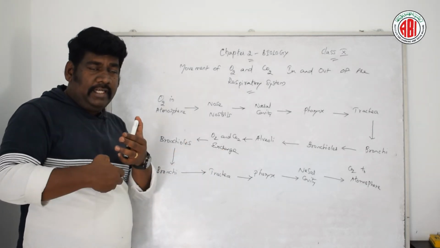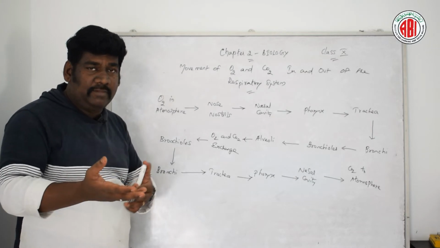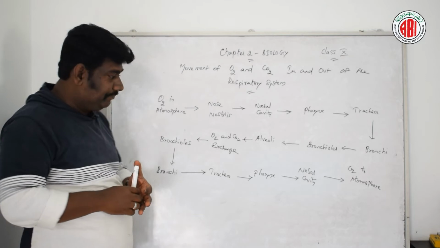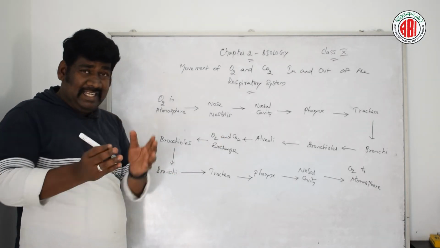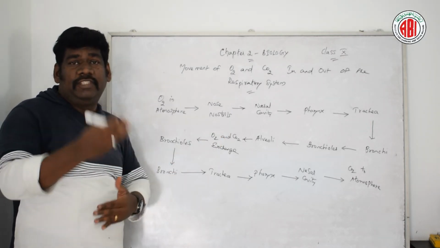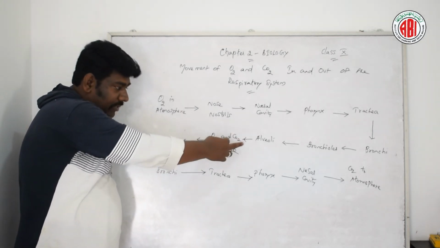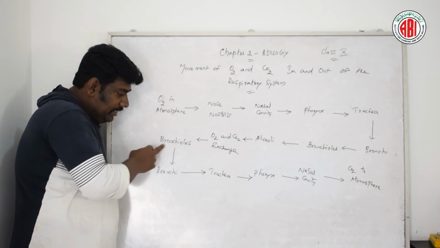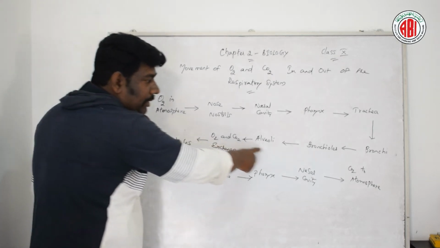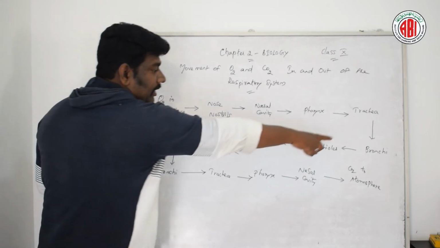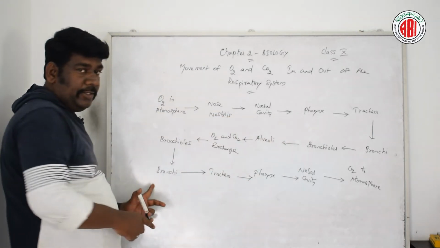The oxygen immediately comes inside, and the carbon dioxide should be liberated. As soon as the oxygen is separated, the CO2 is liberated in the alveoli, and from the alveoli this CO2 comes back in the reverse direction to the bronchiole, and through the bronchiole it reaches the bronchi, and here you can see.